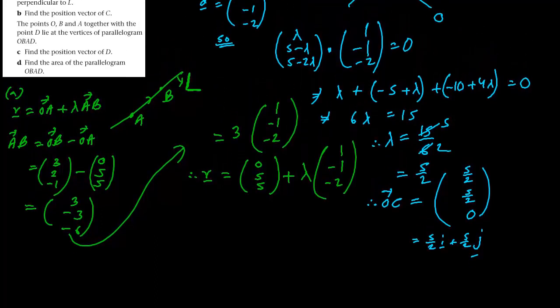Next question is, the points O, B, A together with the point D lie on the vertices of a parallelogram. That means we can write this. Question number C. So OBAD.